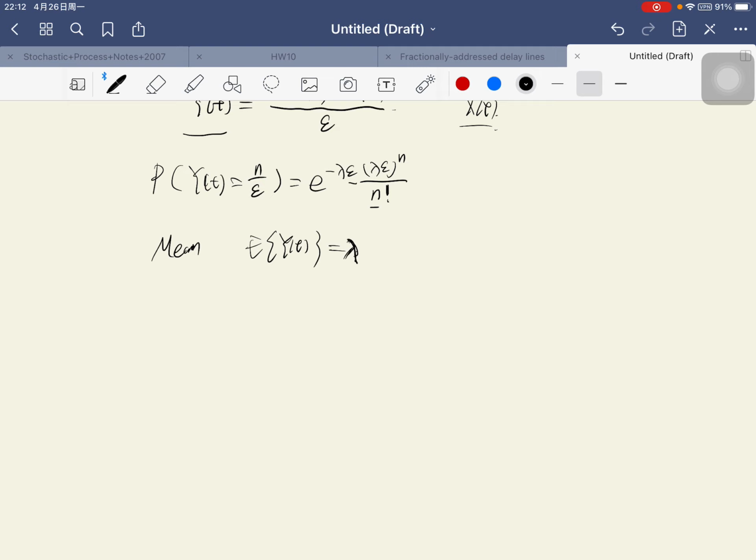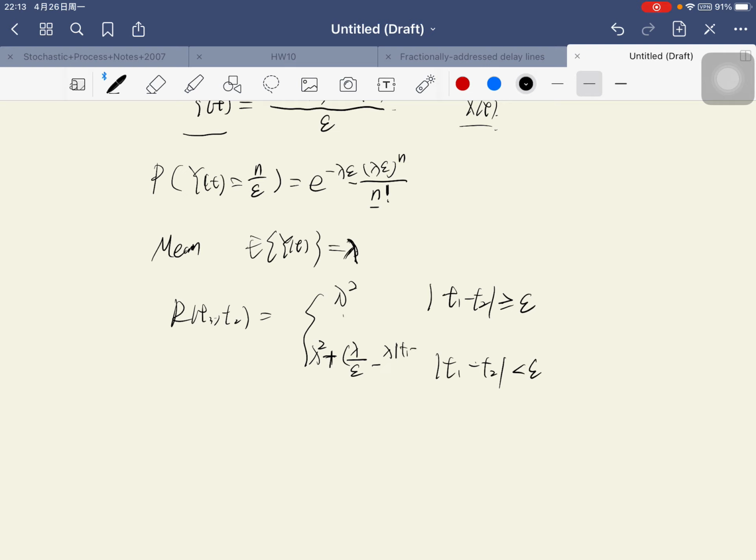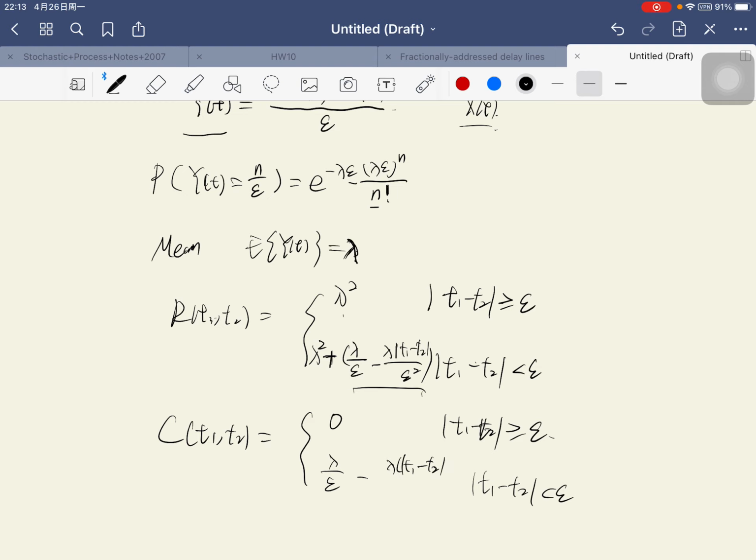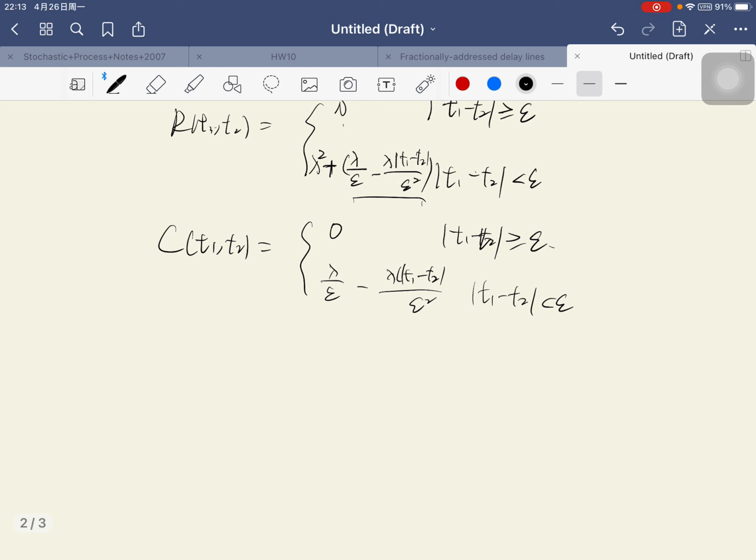The expected value of it is lambda, not related to t, because it is just the increment. The autocorrelation of t1 and t2 is equal to lambda squared when the absolute value of t1 minus t2 is bigger than or equal to epsilon, and when it is smaller than epsilon it is equal to lambda squared plus lambda over epsilon minus lambda times the absolute value of t1 minus t2 over epsilon squared. And the autocovariance C(t1, t2) is 0 when the absolute value of t1 minus t2 is bigger than or equal to epsilon, and when it is smaller than epsilon it is this part. It is the autocovariance.